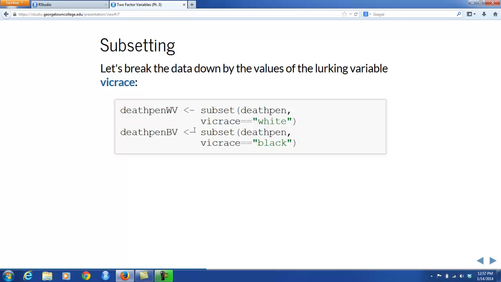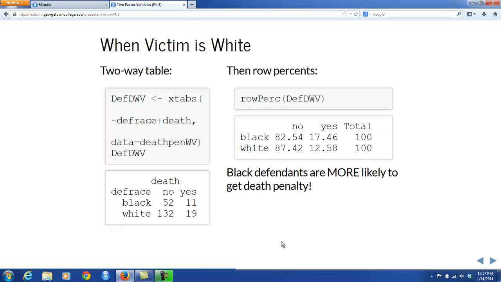Now we'll also construct a little data frame that consists of all of the cases in DeathPin where the victim's race was black. And I'll call that DeathPin BV, DeathPin black victim. And we want to look at each of these data frames separately. So first we'll look at DeathPin WV, the one where the victim is white, and we'll study the relationship between the race of the defendant and death in that data frame. So we make our usual two-way table for the relationship between defendant's race and death, but just for this little data frame, DeathPin WV. And when we ask to print it out, we get our two-way table.